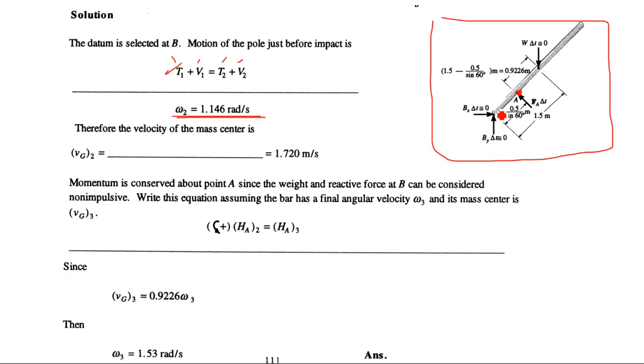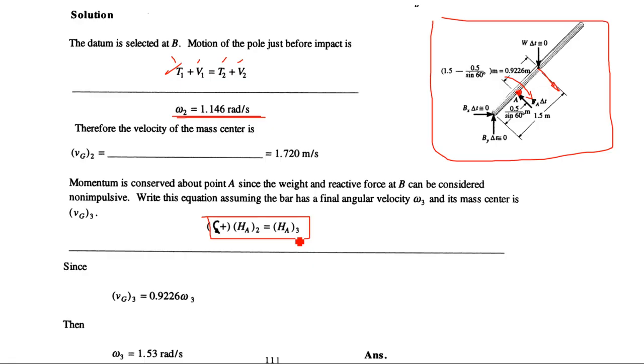How did we find that? Definitely, we have the omega for the bar, and we have the velocity at this point. The velocity is equal to omega multiplied by r. The r is 1.5. Then the second part is the conservation of momentum, which applies when it rotates around point A. To do that, we simply use the equation that HA2 is equal to HA3.